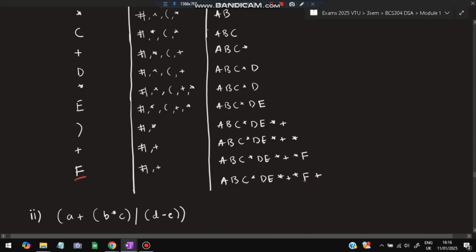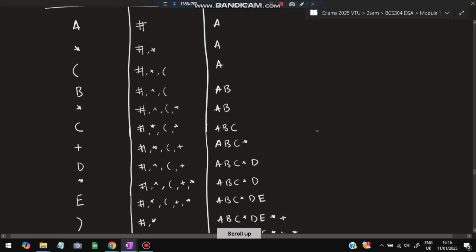After that F is present here, F will be directly transferred here, and after that, since nothing is present, whatever is present in the stack will be popped. So plus is present here, that will be popped at the end. This is the way you will be solving infix to postfix.